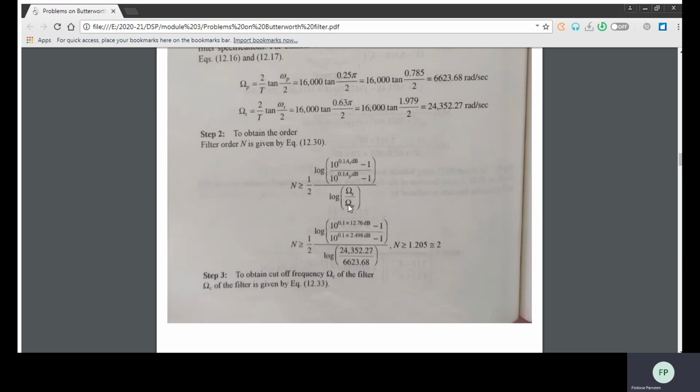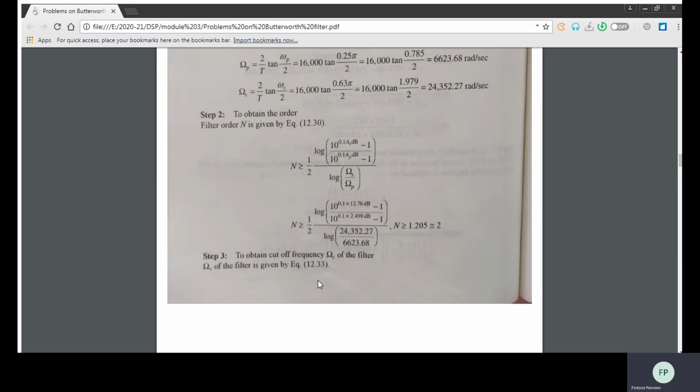And omega s and omega p, you will be getting n should be greater than 1.205, or which is equal to 2. To obtain the cutoff frequency omega c of the filter, we know the formula: it is nothing but omega s divided by this value to the power of 1 by 2n. So you will be getting 11,867.